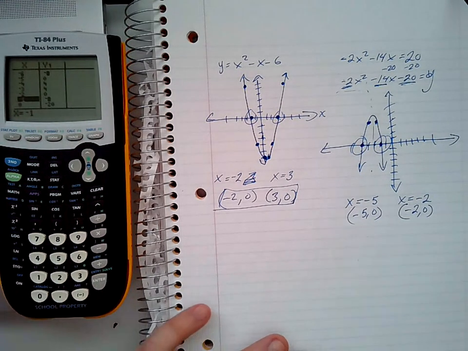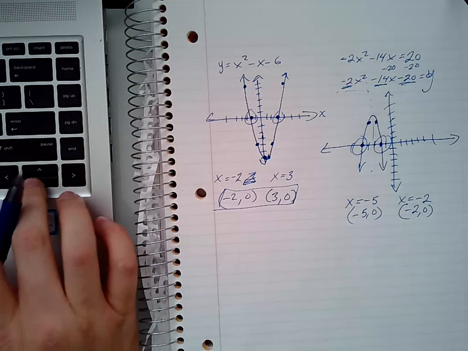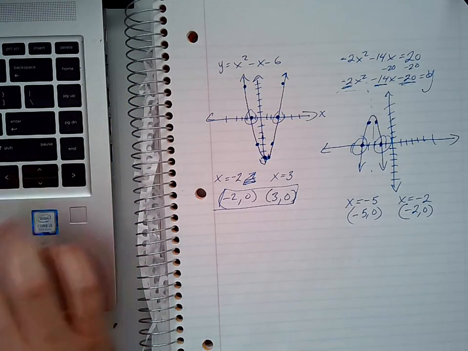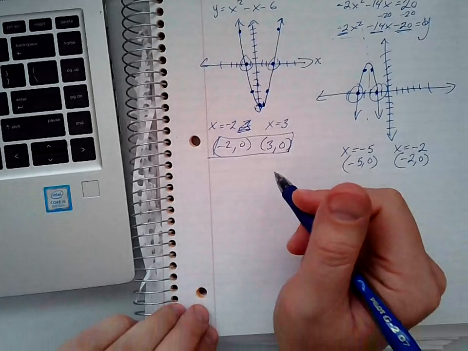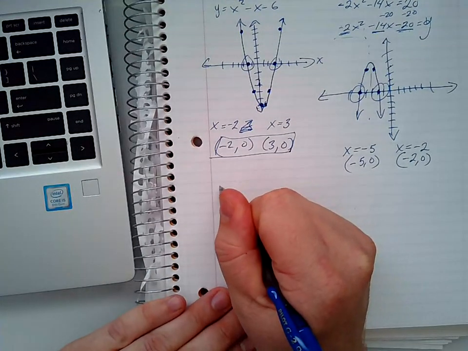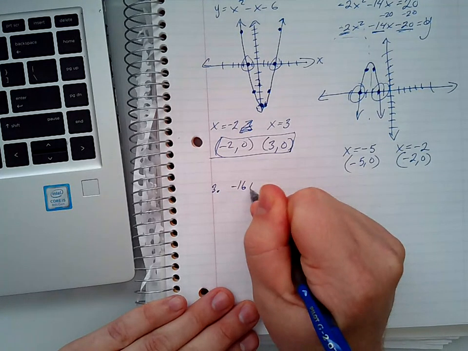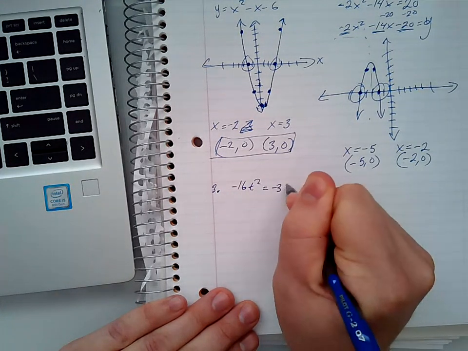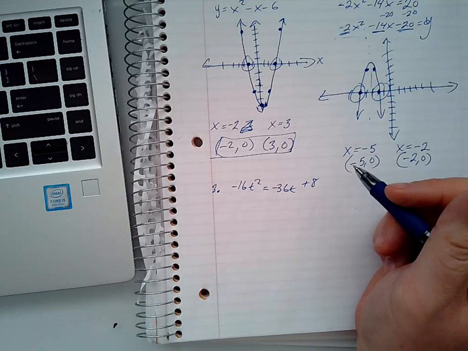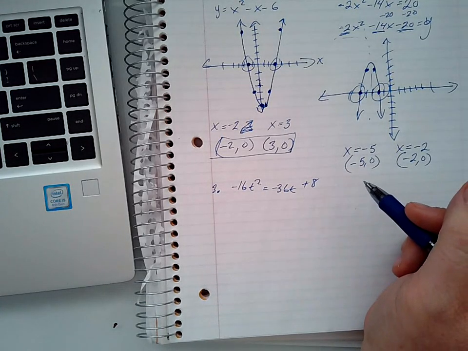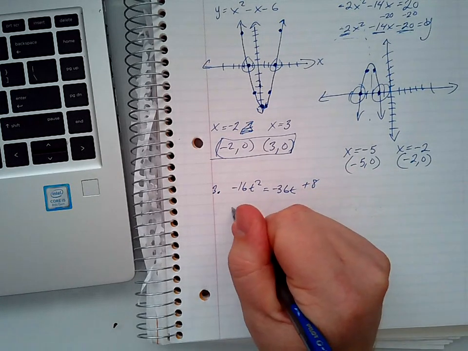All right, moving on. Number 3. Number 3 says solve the following equations by factoring. All right, let's do this. So number 3 says negative 16t squared equals negative 36t plus 8. We need everything on the right-hand side. We don't like negative values, so I'm going to move this guy over, and I'm going to get 0.